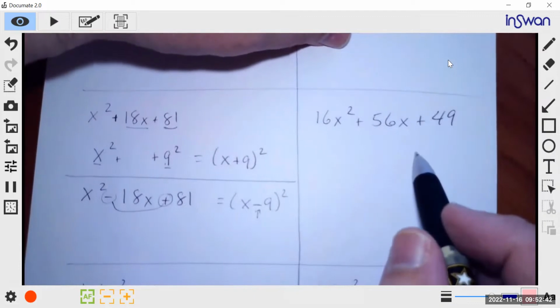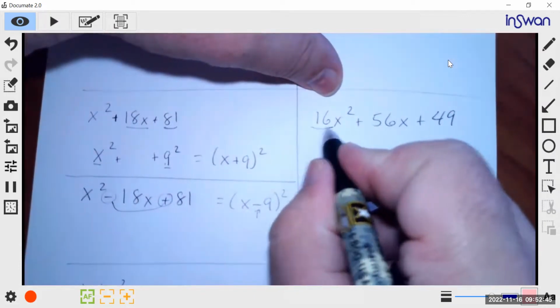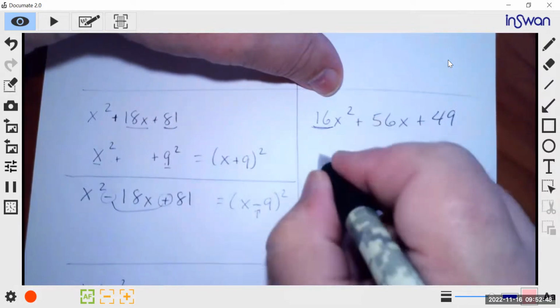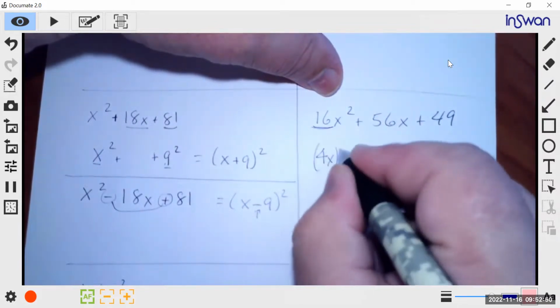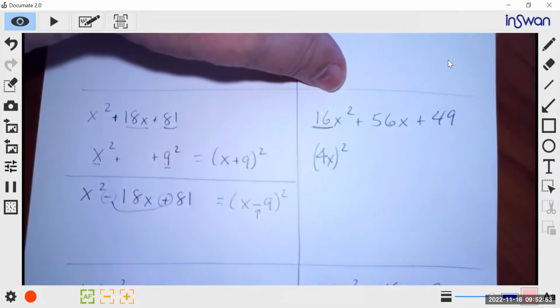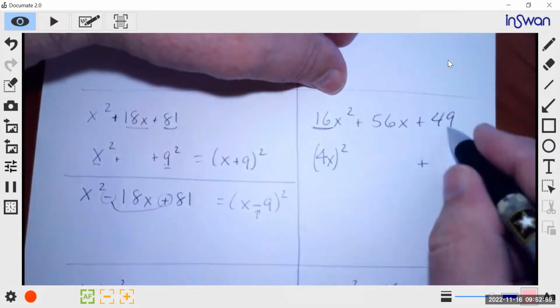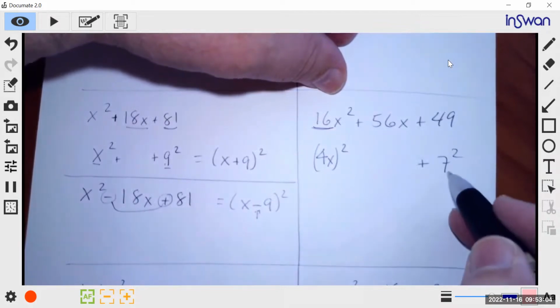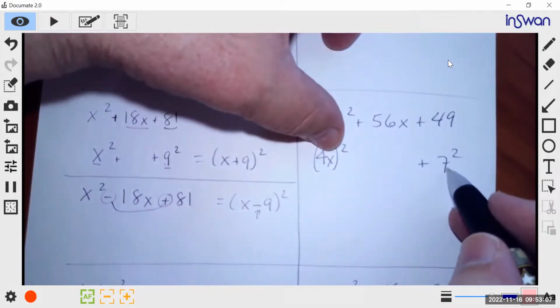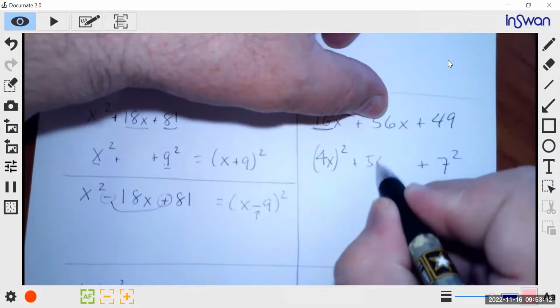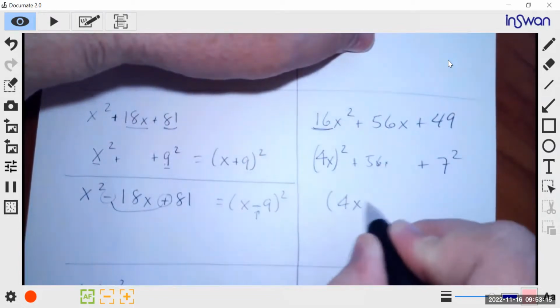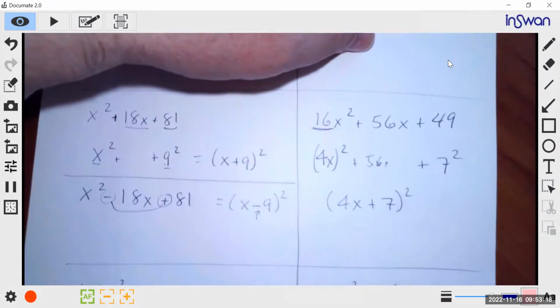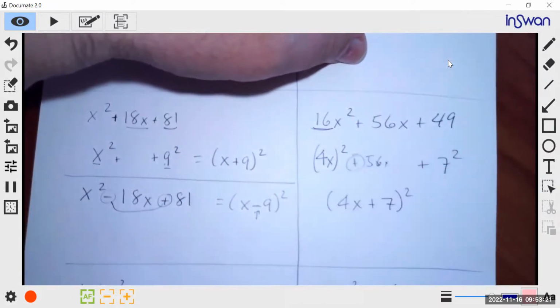How about this one? Is this a perfect square? It's 4x. Is the last term a perfect square? 7 squared. 7 times 4 is 28, times 2, 56. So we know our answer is going to be 4x plus 7 squared. It's plus because the first term is plus.